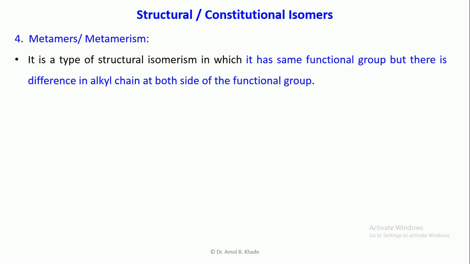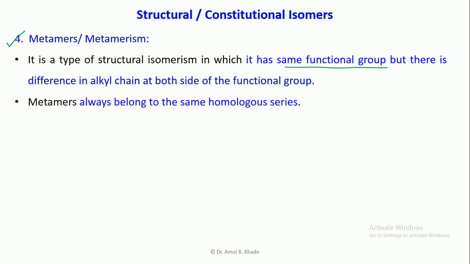Okay, so with this we will proceed to the 4th type of structural or constitutional isomer. It is metamers and metamerism. It is a type of structural isomerism in which there is the same functional group, but a difference in the alkyl chain at both sides of the functional group. It is quite easy to understand. We have to see compounds with the same functional group, where the alkyl chain attached to the functional group is different. We'll try to understand with a suitable example.